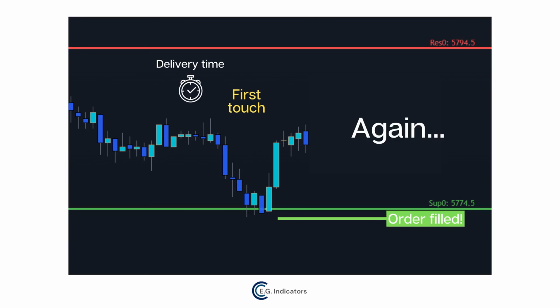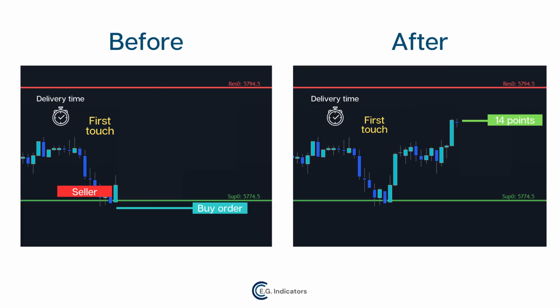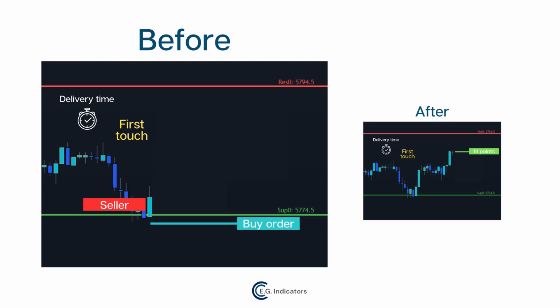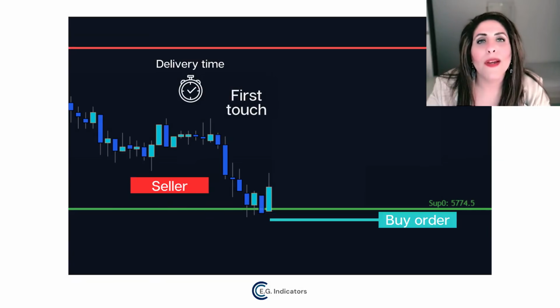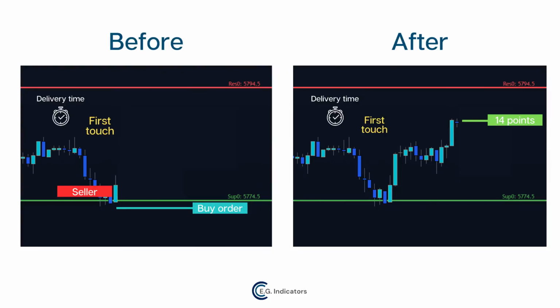Again, before and after. The market is reaching a level in this example. You place a buy pending order on the first touch, a seller is coming, pressing the sell market button, and your order gets filled. Now, let's take a look at what happens before on the left side here, because it's very important to understand.